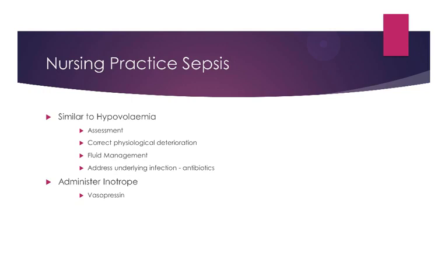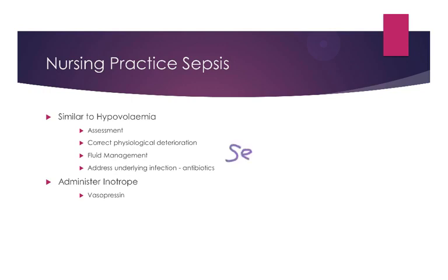So the nursing practice for caring for patients with sepsis is very similar to caring for patients with hypovolemia, and involves the thorough assessment of our patient, correcting any physiological deterioration and fluid management, and addressing any underlying infection. And we usually do that with broad spectrum antibiotics until the results of a septic screen have come back.